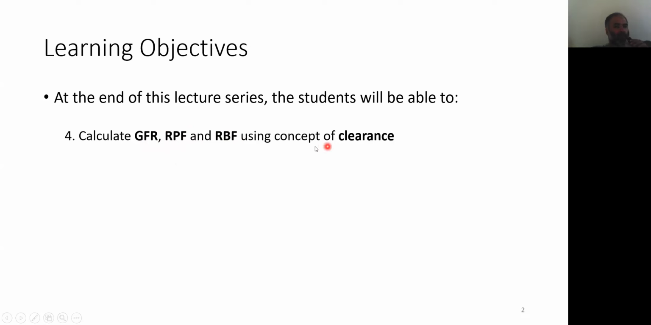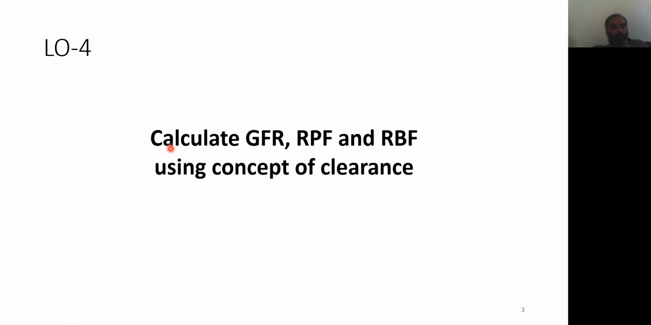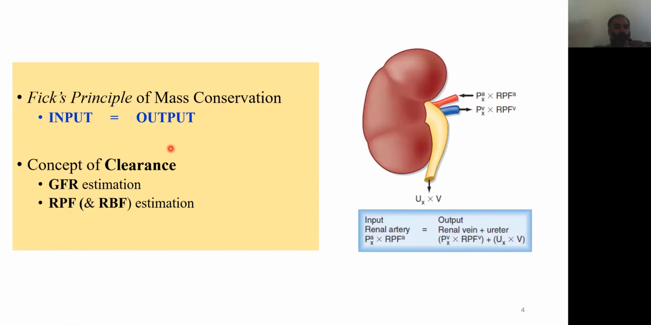Okay, so we'll be using once again the concept of clearance to estimate these three very important features of the nephron. So here we go. You must have heard of the Fick principle. You did this in circulation to estimate cardiac output. Very simply put, it is a simple principle. It has a wide application in medicine, in CVS, in renal physiology.